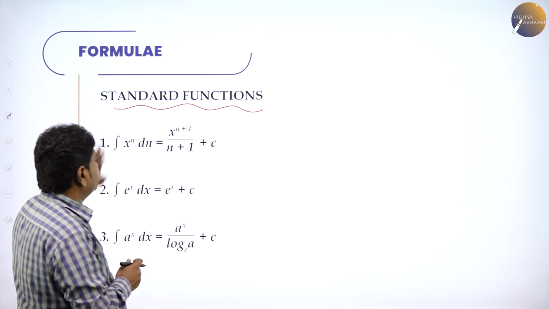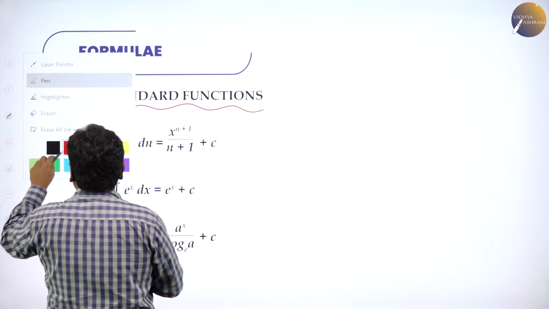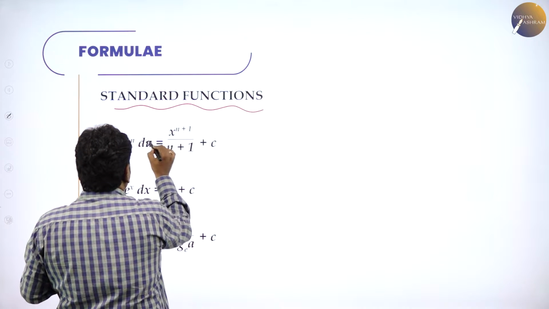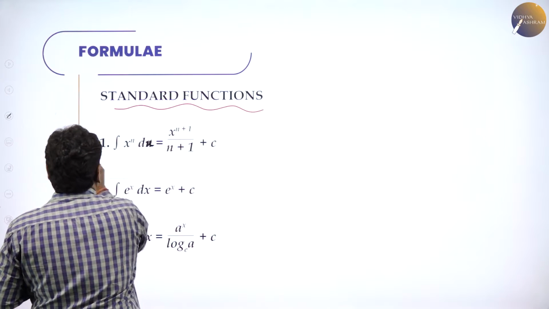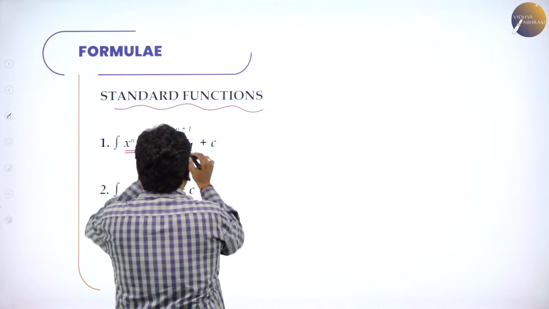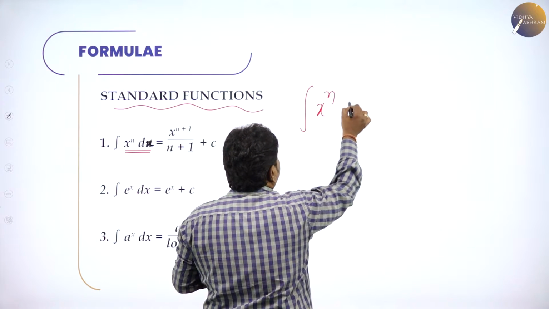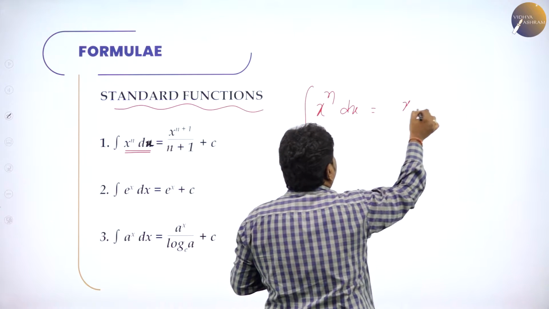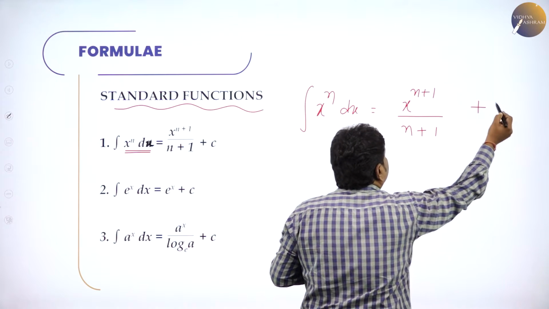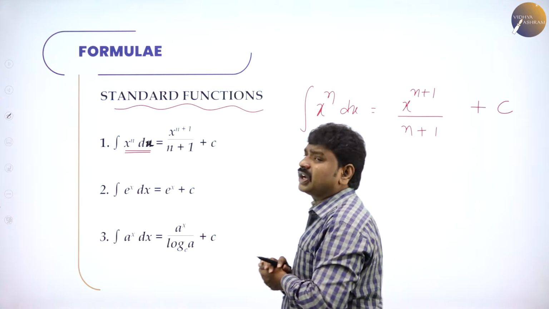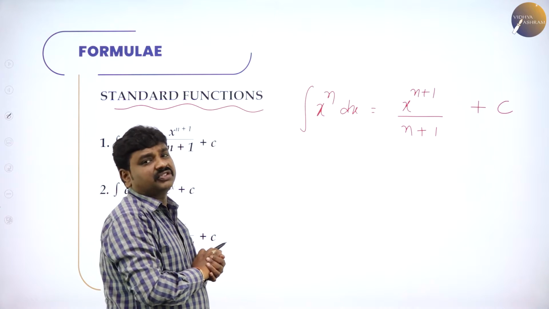So now standard functions. Integration of x power n dx. What is meant by this? Integration of x power n with respect to x is x power n plus 1 divided by n plus 1. In integrals, and I am always repeating, you should put plus c. Plus c means the integral constant. So integration of x power n is x power n plus 1 by n plus 1 plus c.